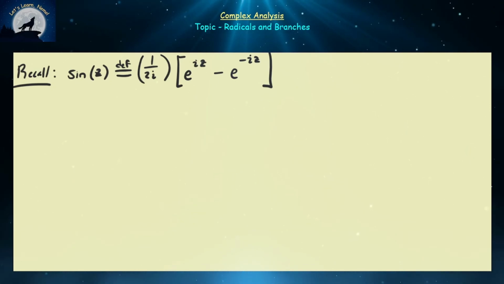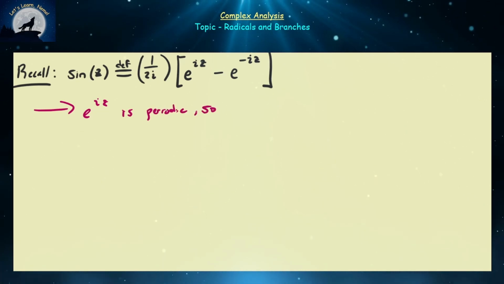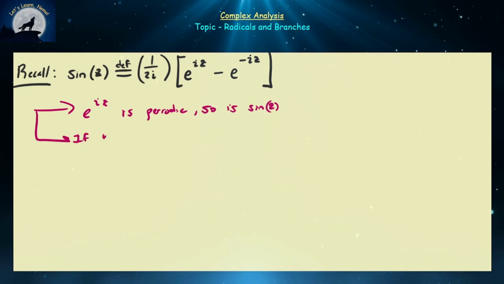This definition, in connection with its Taylor series from real variables, gave us the intuition that e to the z was going to be periodic because it can be represented in terms of sine and cosine. So from this, we were able to derive several identities, in particular e to the iz being periodic, which means that if e to the iz is periodic, then so is the function sine of z. So if sine of z is periodic in R, then it's going to be periodic in C.